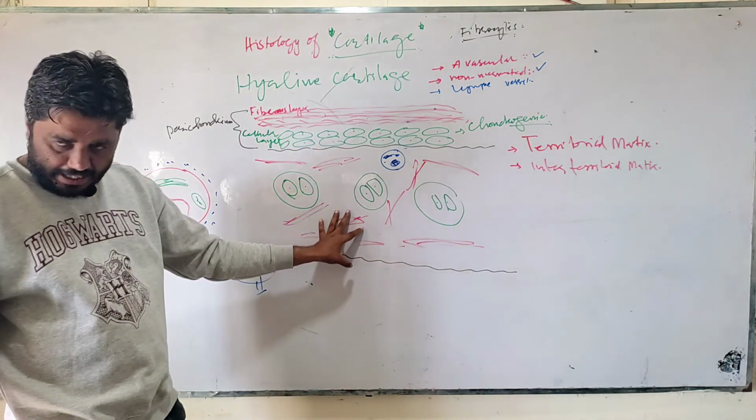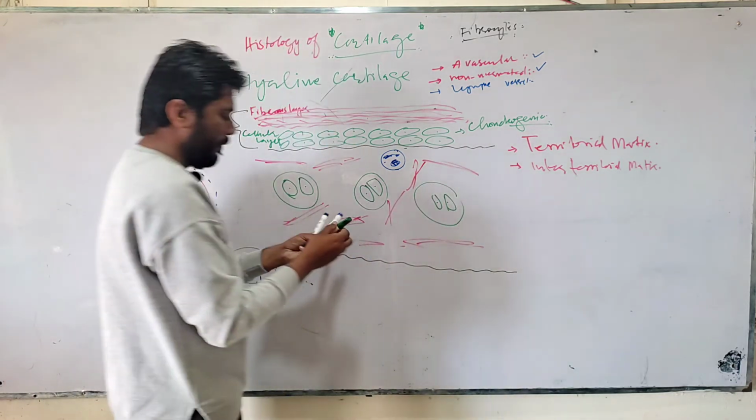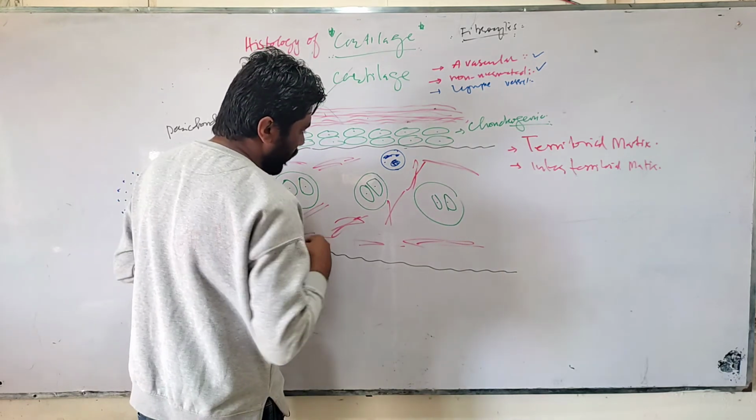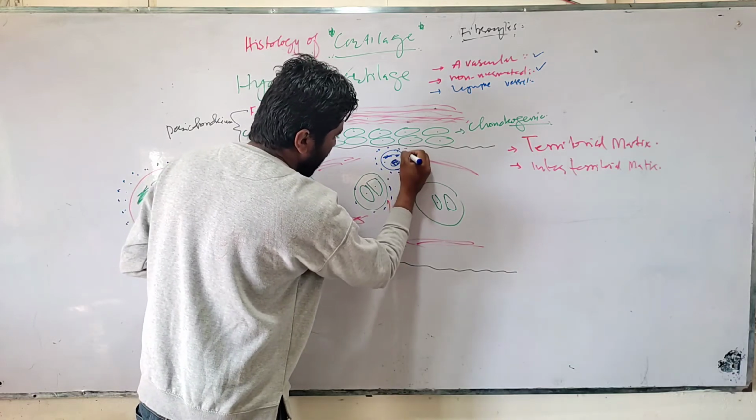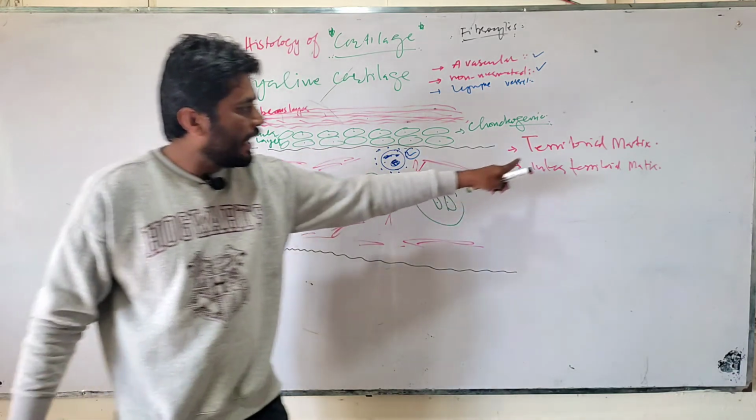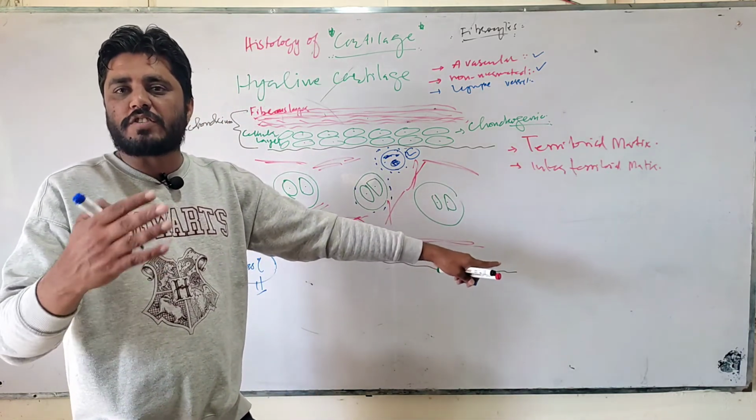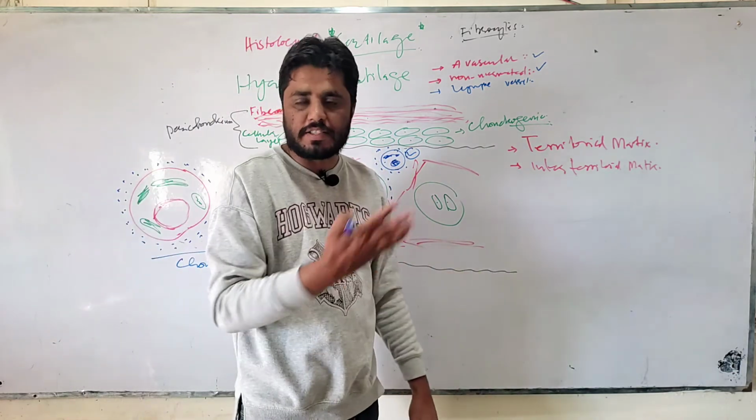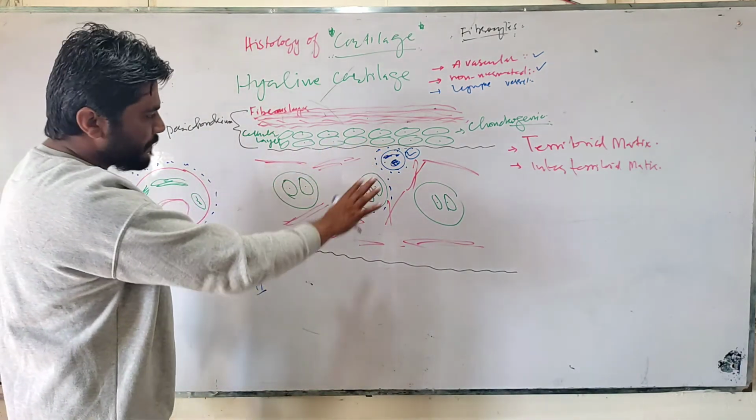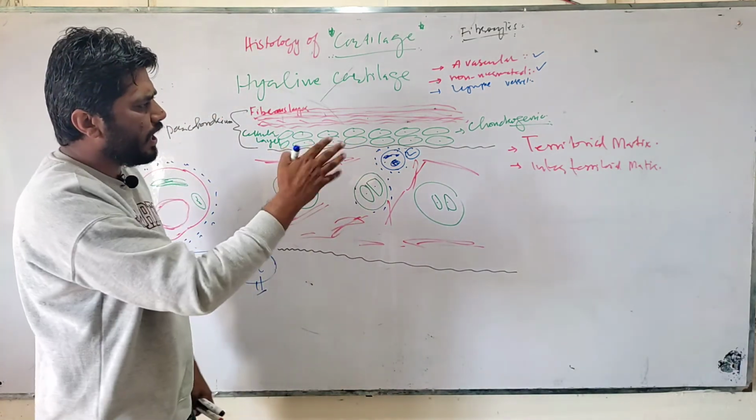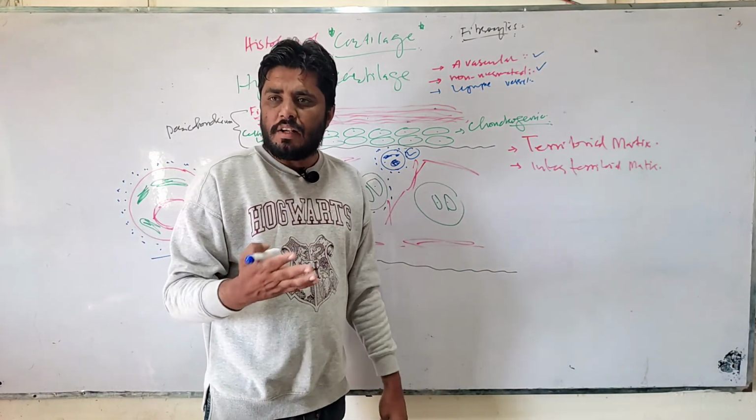Look at this picture here. This whole matrix is interterritorial matrix. But the matrix around the chondroblast, around this specific cell, is territorial matrix. We divide the extracellular matrix of cartilage into two types to understand it. This is a histological classification: territorial matrix and interterritorial matrix.